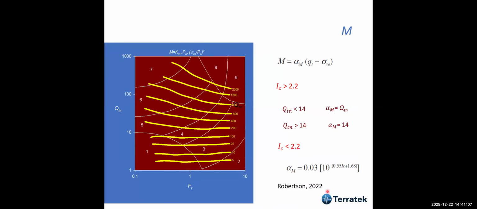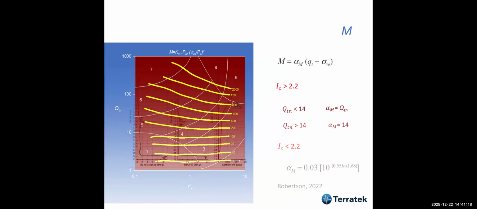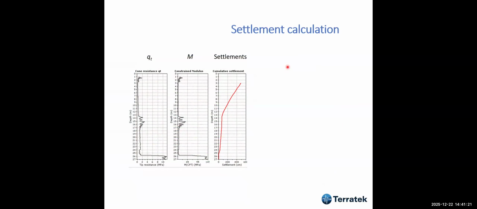These are proposed by Peter Robertson in 2022, and it has been included in CPT. It's very good. We can rely very much on these values of M, and I'll tell you why. By going from Qt to M, which is the constrained modulus, or sometimes people say Young's modulus, we can easily calculate settlements by this kind of equation. And in my experience, I have used this for many projects.